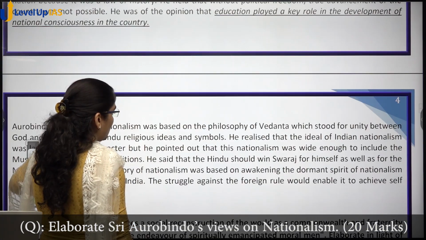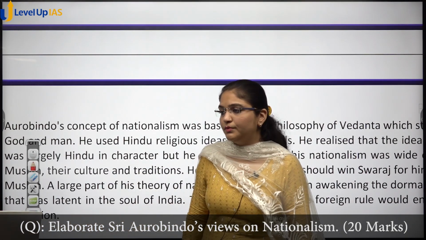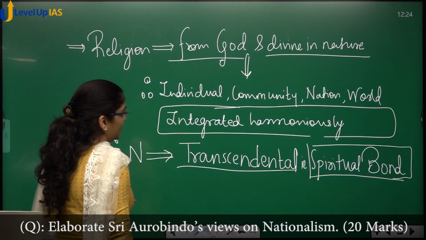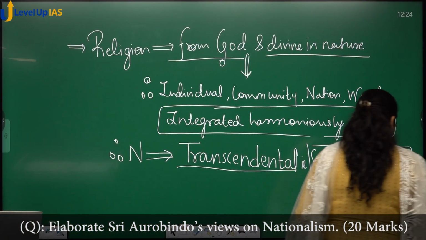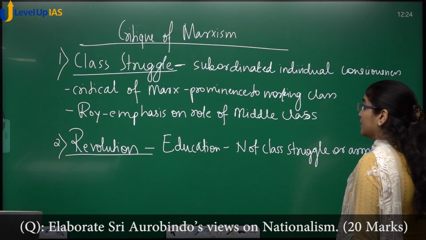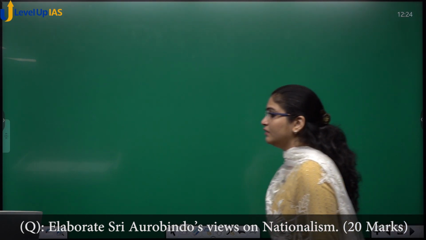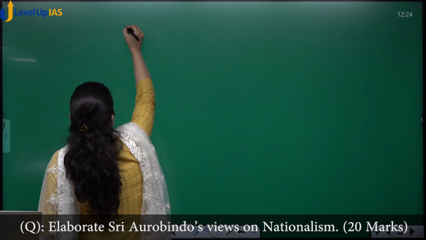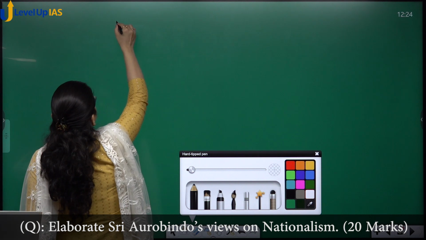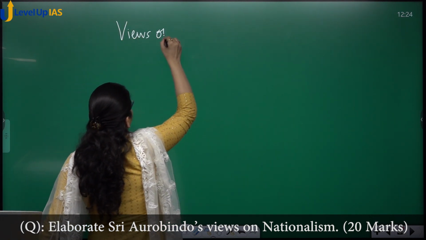So I have given a very comprehensive basis of the theory of nationalism of Aurobindo. Please don't have any doubts. Now we'll come back to how the question had to be structured, so that you are clearer now that the concept is clear to you. So we are talking of Aurobindo's views on nationalism.